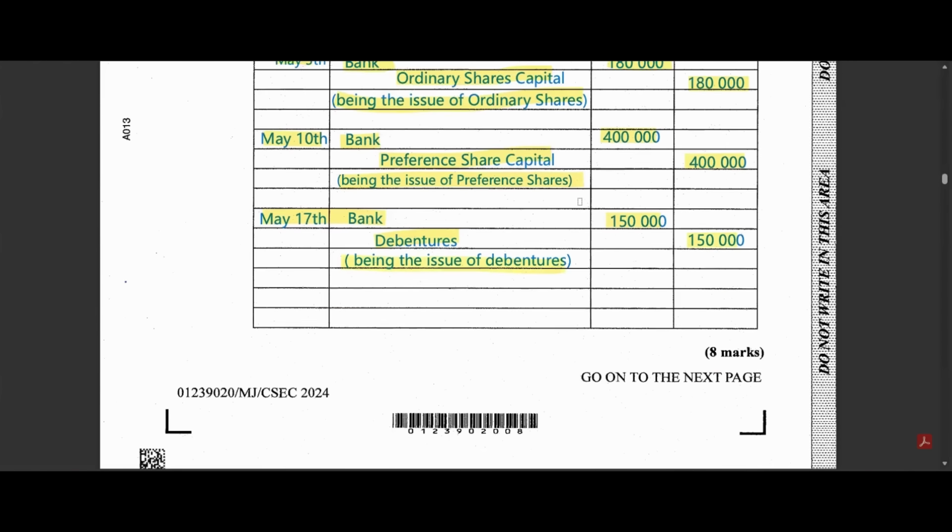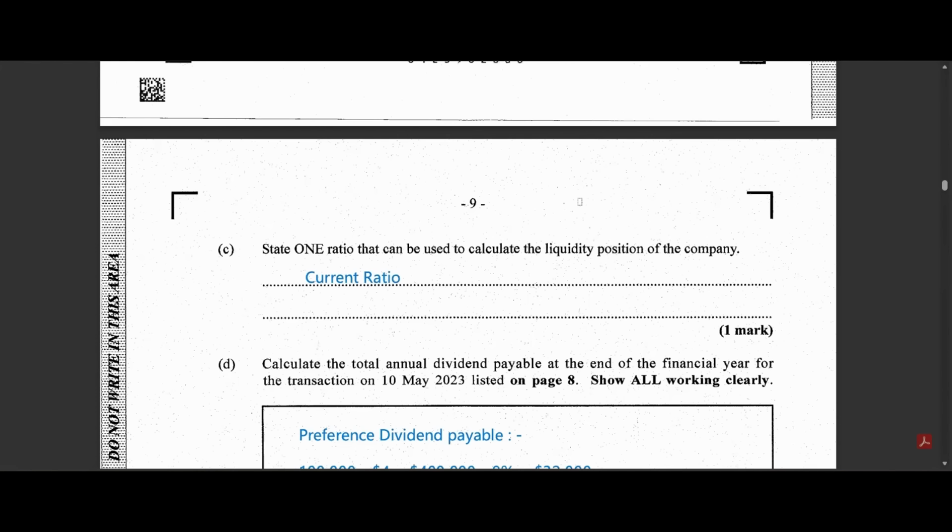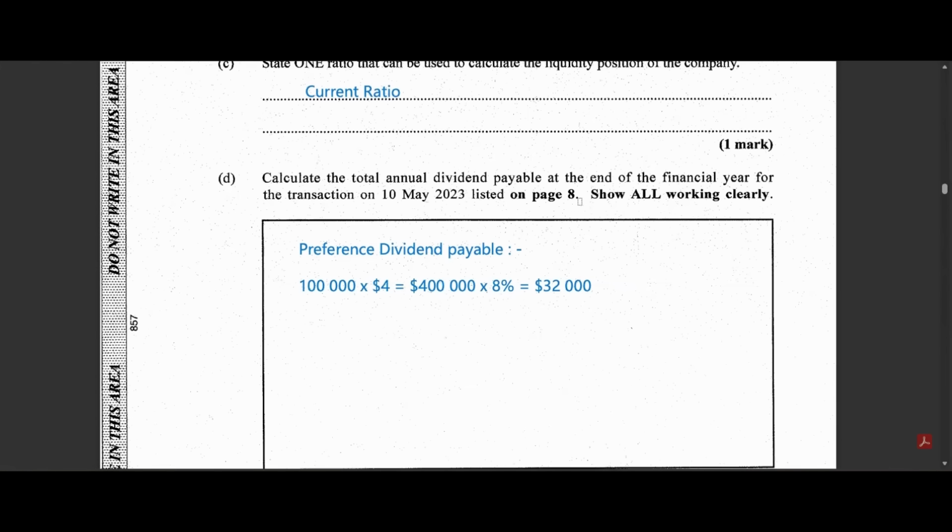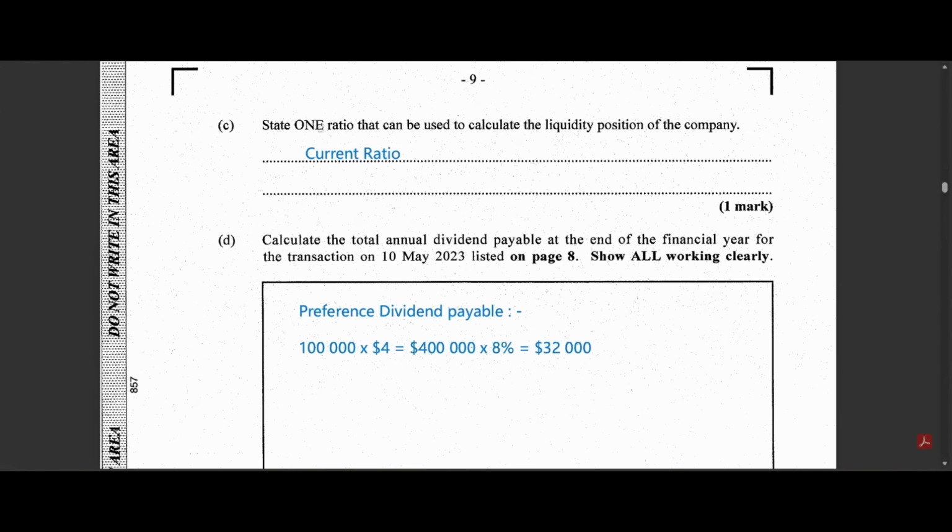Great. So let's move on to the other part of the question. Now, moving on to part C, guys. Part C simply said state one ratio that can be used to calculate the liquidity position of the company. Well, one of the ratios that can be used to assess liquidity will be your current ratio. Moving on to part D. Calculate total annual dividend payable at the end of the financial year for the transaction May 10th, 2023, listed on page 8. Show all workings clearly.